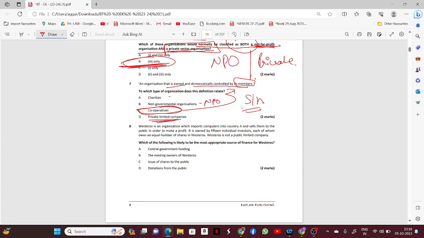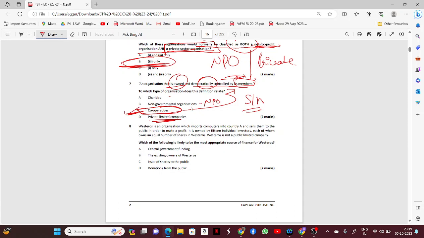This is a basic difference of wordings over here, and it also plays a major role in your understanding of the concepts, right? So what is the major agenda of cooperatives? It is to meet the needs of the members. It is owned by the members, it is controlled by the members, and it is for the members as well, right? So that is the reason this is the correct answer.